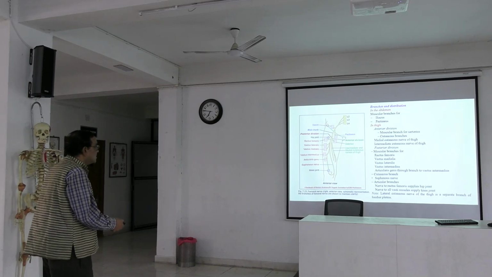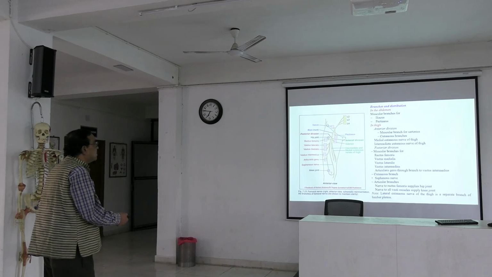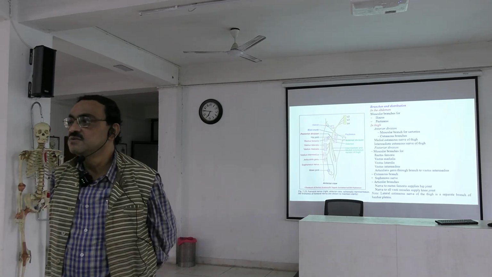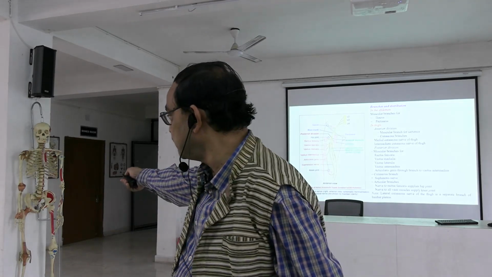Here 3 cutaneous, 1 muscular, and from the trunk 1 nerve comes down, passes behind the inguinal ligament and supplies the lateral part of the pectineus muscle, whereas the medial part of the pectineus muscle is supplied by the obturator nerve. There is another nerve, called the obturator nerve. Root value is L2, L3, L4, ventral division of ventral rami of L2, L3 and L4. It supplies the adductor group of muscles: adductor longus, adductor brevis and adductor magnus.